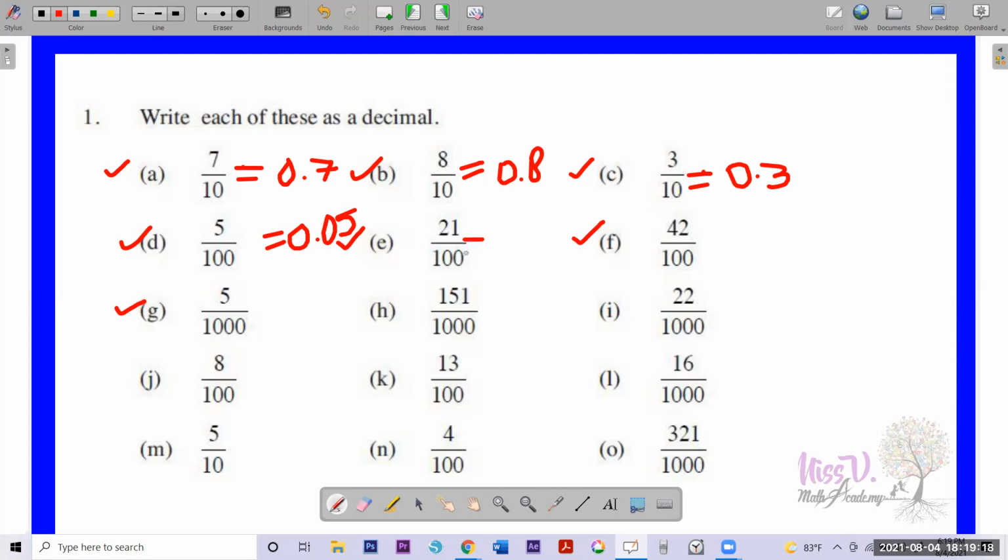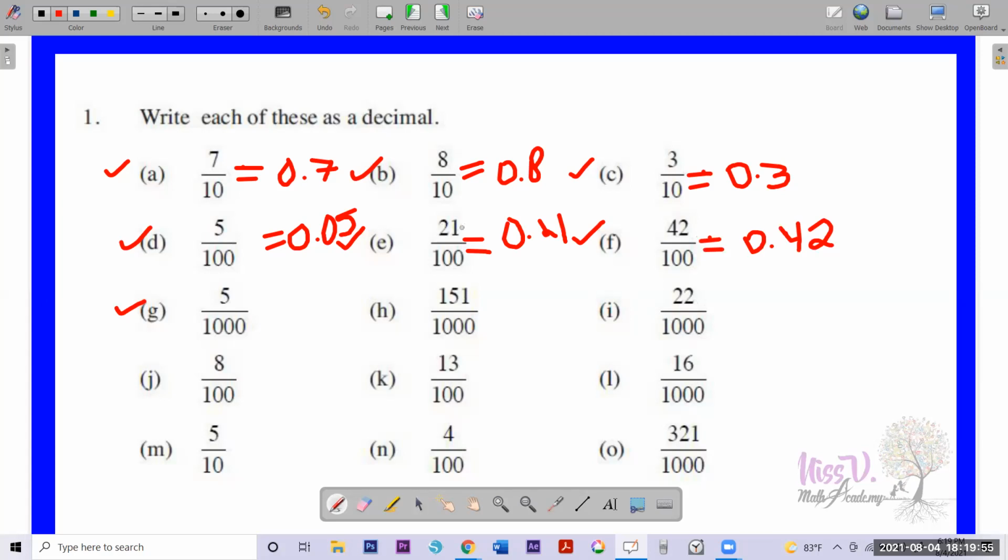So good job. All right, next one, E. What would that be? 0.21. Excellent. And sometimes it is okay to back check it, just to make sure that if you go back to a fraction, it's the correct thing. So very good. Very good, guys. F. 0.42. Very good. Excellent. Let's look at G now.